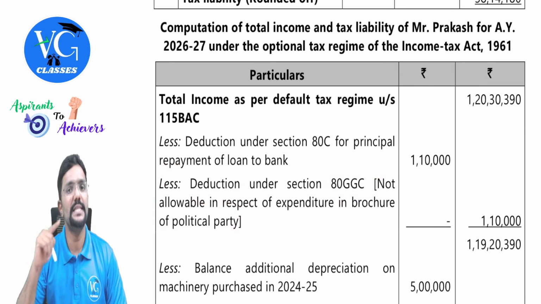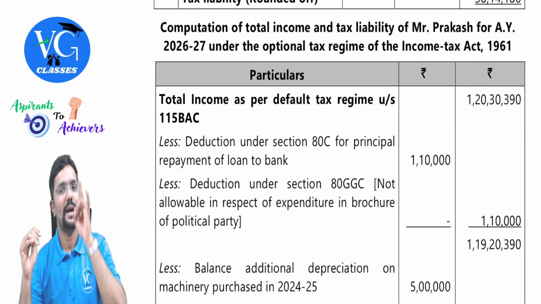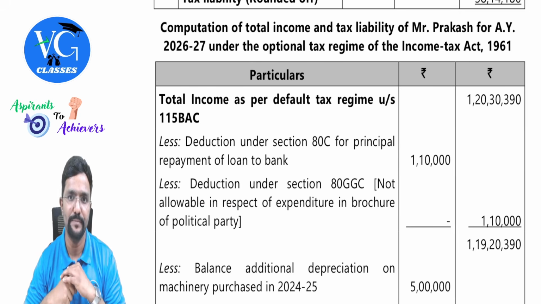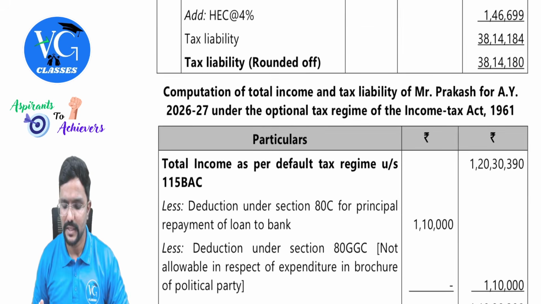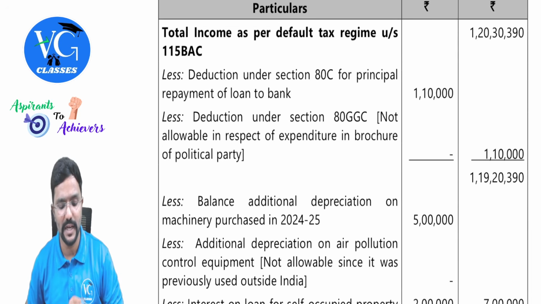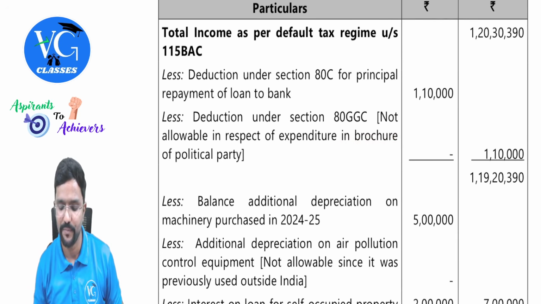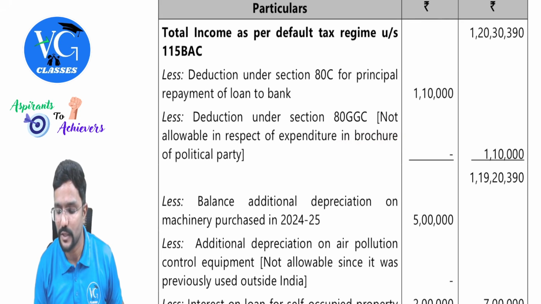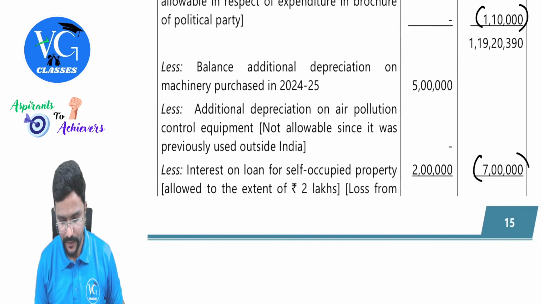You see, 80 GGB is for Indian company, whereas 80 GGC is for others. And here the assessee is not an Indian company. It is other than a company. Clear? So I guess it was Prakash, individual or sole proprietor. So for them, is 80 GGC deduction allowed for an expenditure in brochure of a political party? No, guys. So 1,10,000 is the total deduction. Here also 7 lakh we need to reduce.